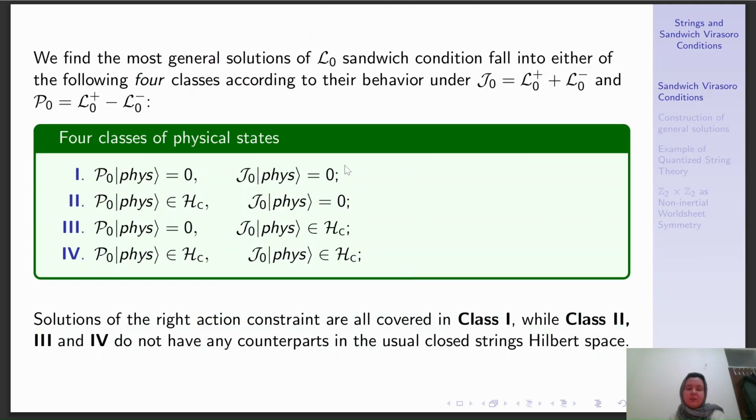We categorize our different classes of states according to their behavior under this combination J0 and P0, and we find that we have 4 classes of states. For class 1, we essentially have the right action satisfied. Class 2 and 3 are those for which P0, respectively, and J0 behave non-trivially, and they take the physical states to the non-physical complement Hilbert space. And for class 4 states, both these P0 and J0 operators take the physical state to the complement Hilbert space.